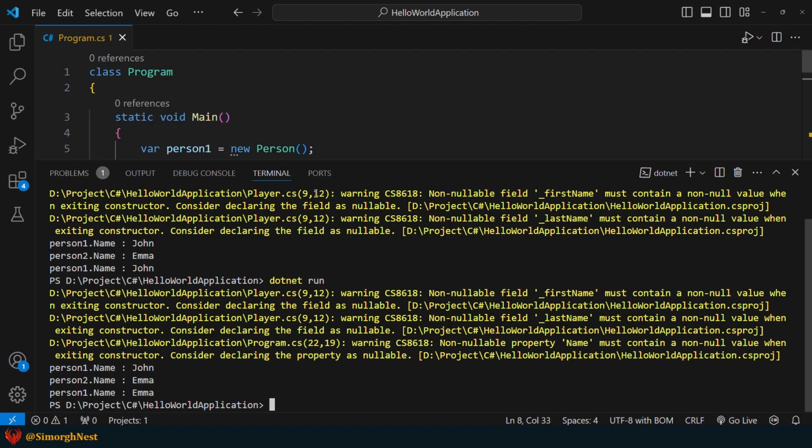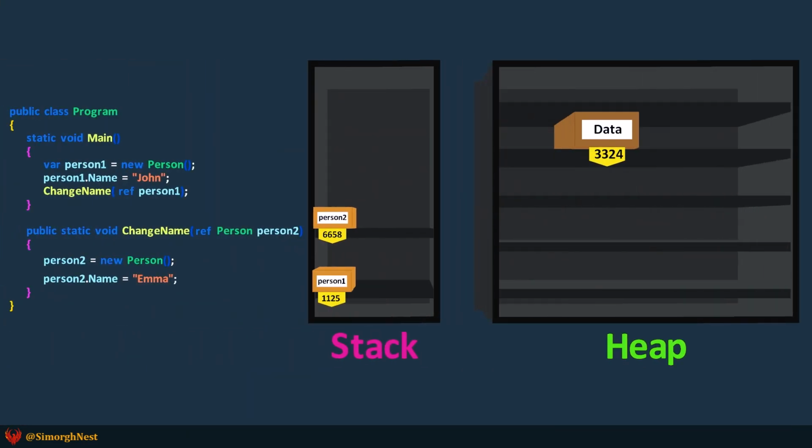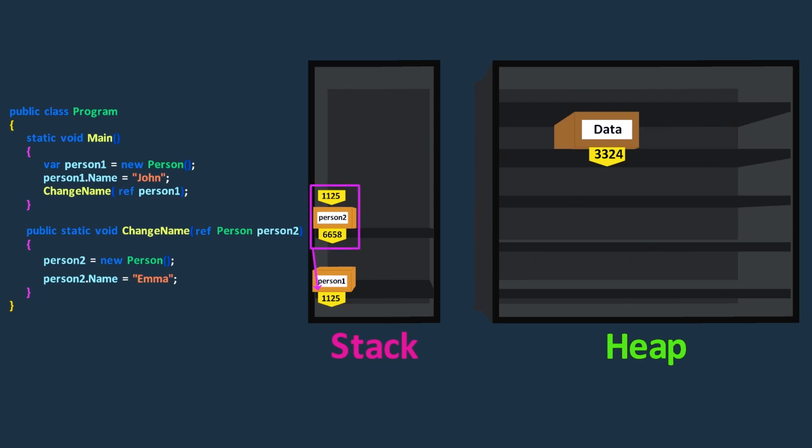To better understand this behavior, let's illustrate what happens behind the scene when we pass a reference type variable using the pass-by-reference technique. Okay, in this case, when we pass a person1 variable as an argument using the pass-by-reference technique, the memory location of person1 is passed to the person2 parameter. So, the person2 variable points directly to the person1 variable instead of pointing to the data in the heap. Because of this, whenever we change the person2 variable, we're actually changing the person1 variable.